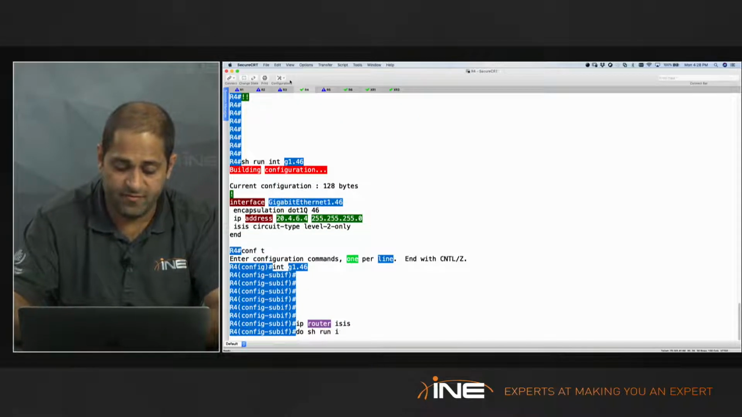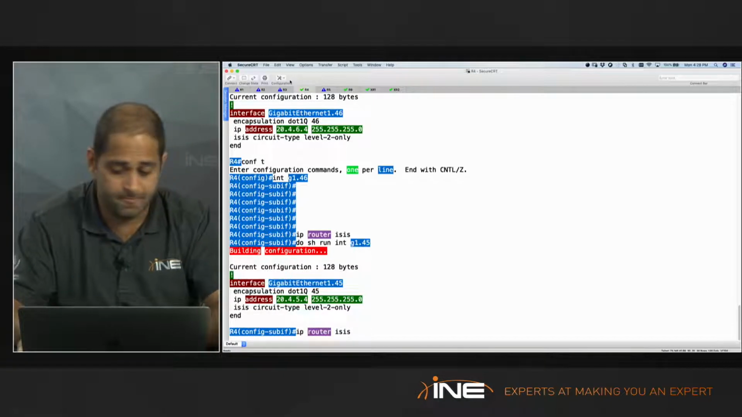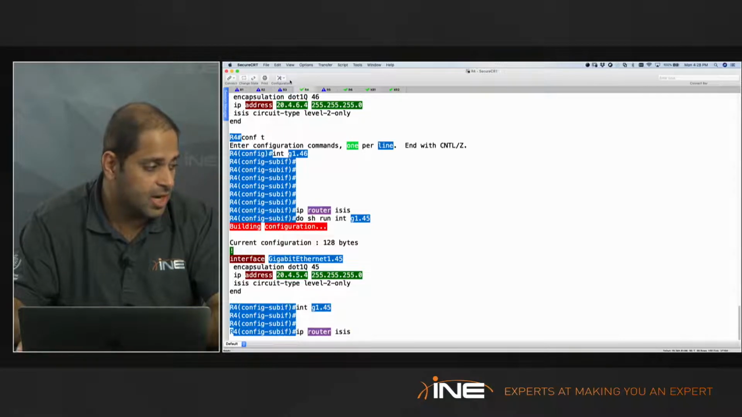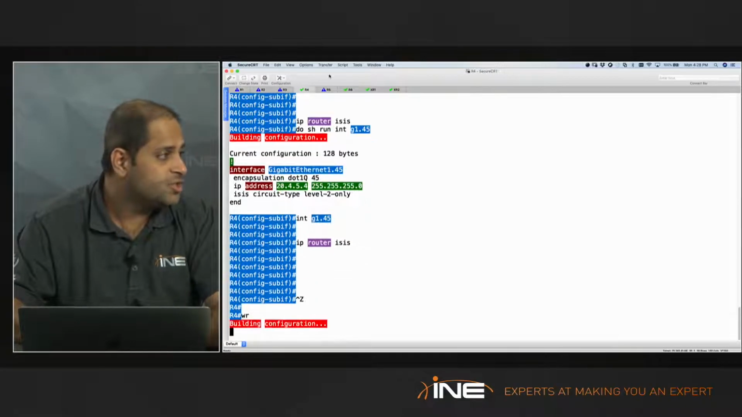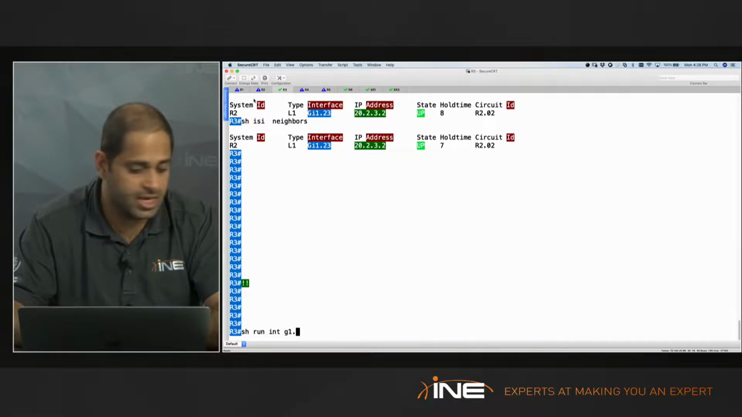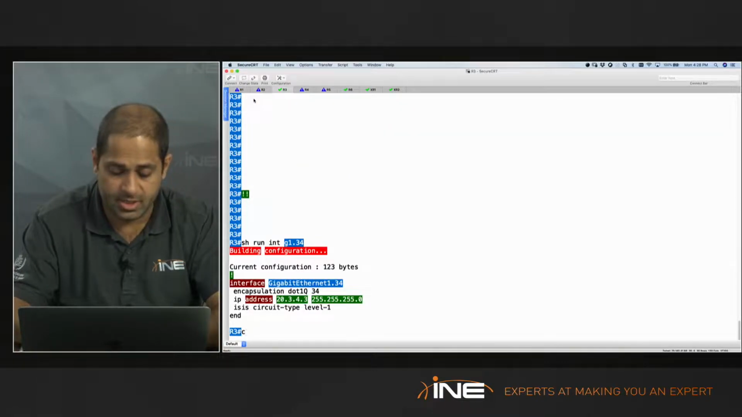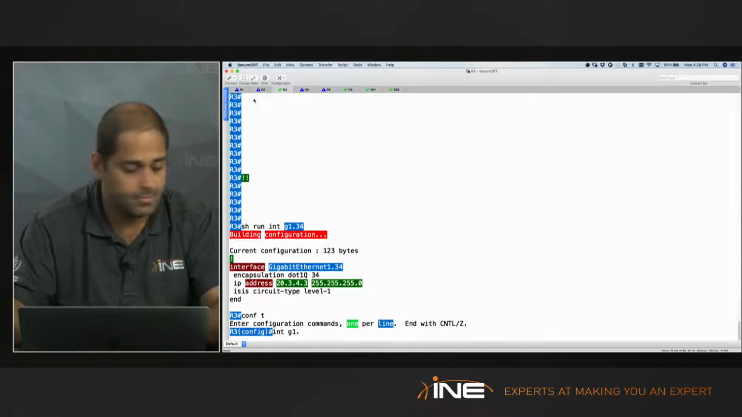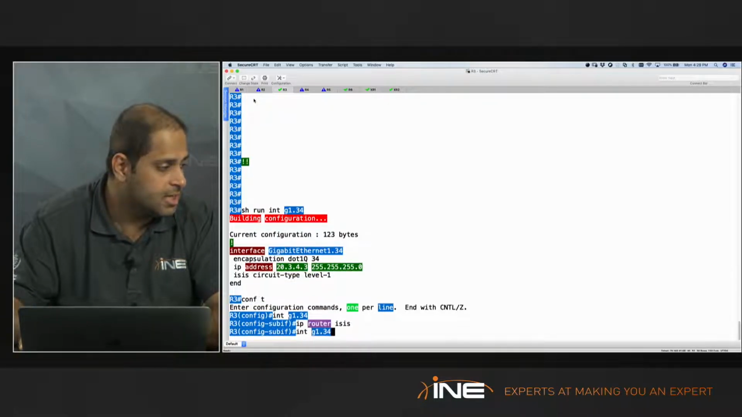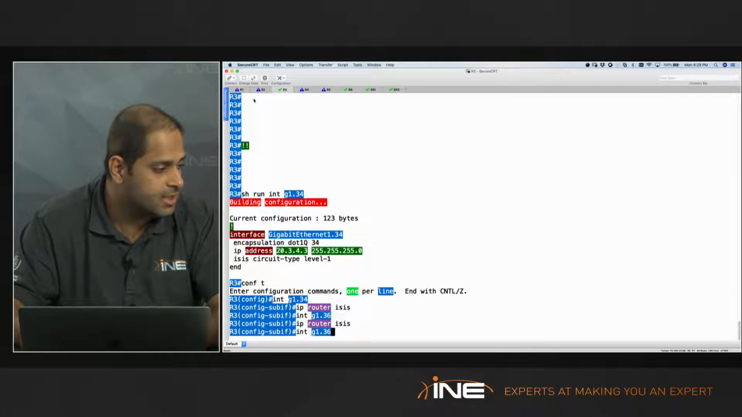Let's also verify gig 1.45. Again, on 45, I don't have that. So IP router ISIS. Let's check 3 also. So on 3, show run interface gig 1.34. 34 does not have it. So IP router ISIS. And on 36, IP router ISIS.